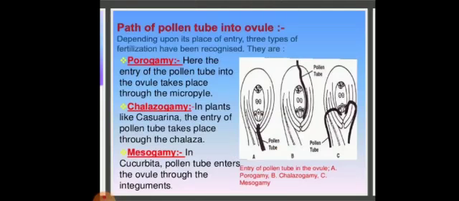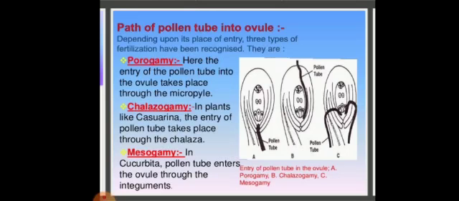The entry of the pollen tube inside the ovule, the path of the pollen tube into the ovule, depending upon the place of entry, 3 types of fertilization have been recognized. First is porogamy. Porogamy means the entry of the pollen tube into the ovule takes place through the micropyle, the micropylar end. It is called porogamy. Next term, chalazogamy.